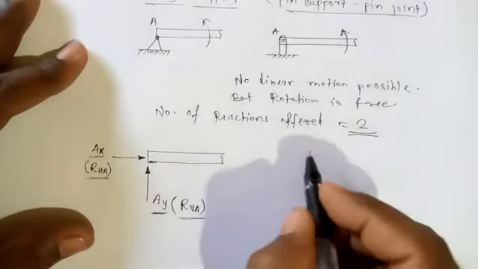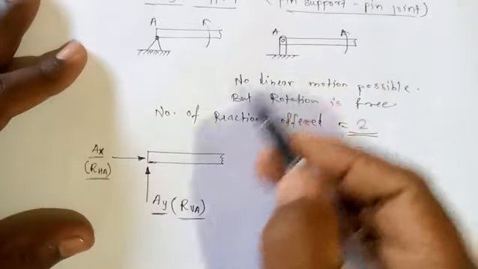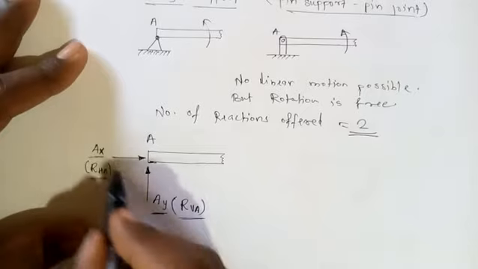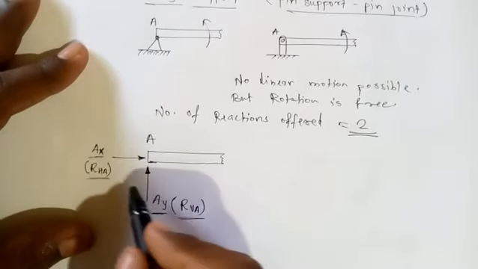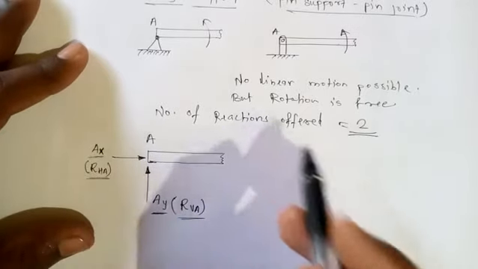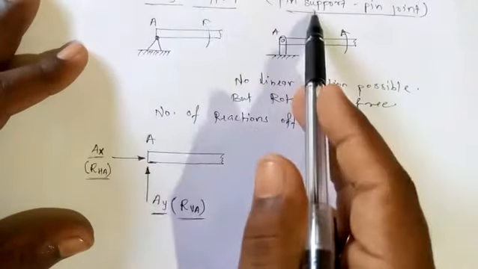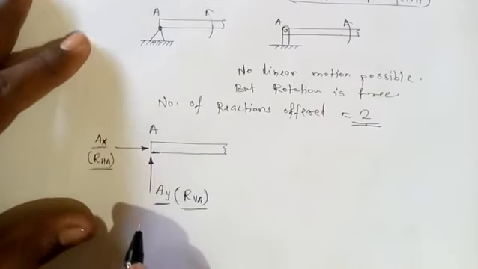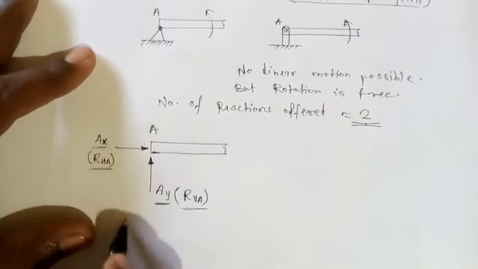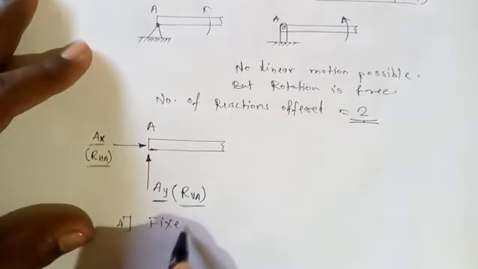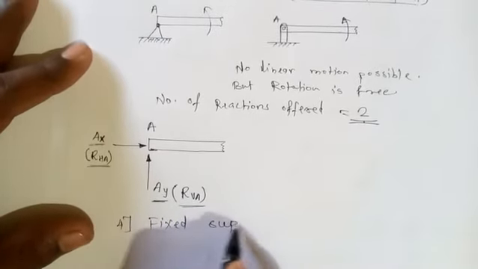For this pin joint also, a similar diagram can be drawn. So there are two reactions, AX and AY, in x direction and in y direction. So these two support reactions are offered by the hinge support or the pin support. The next type of support is the fourth one, that is fixed support.